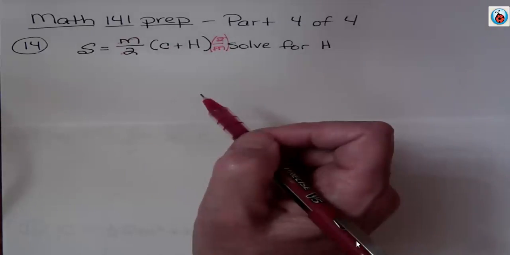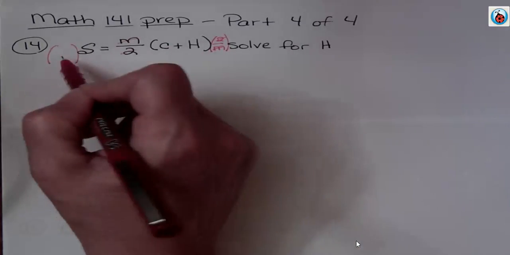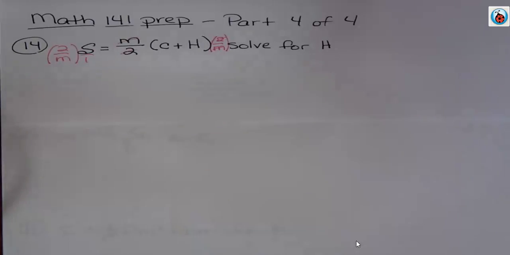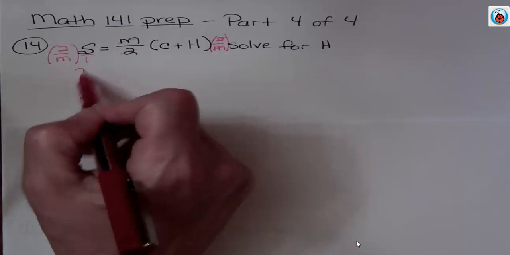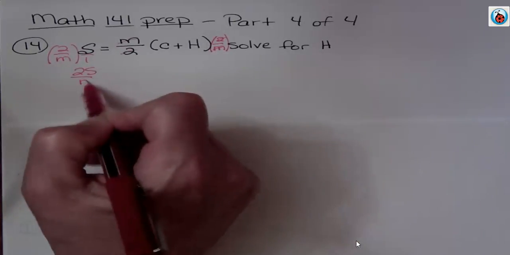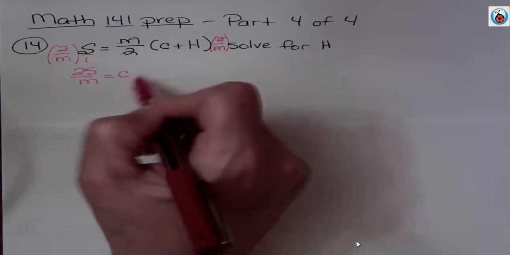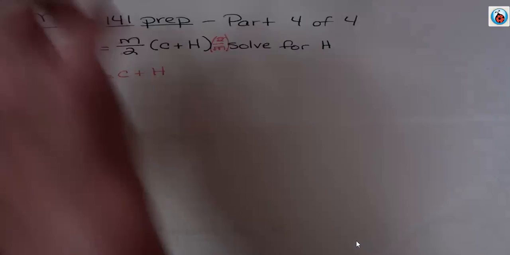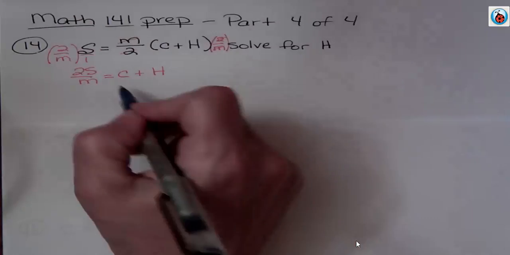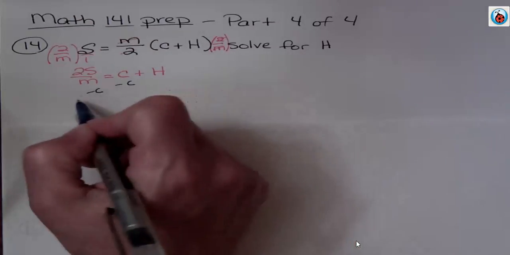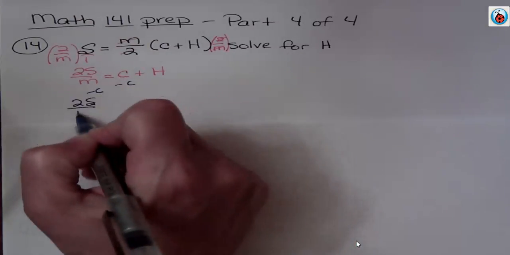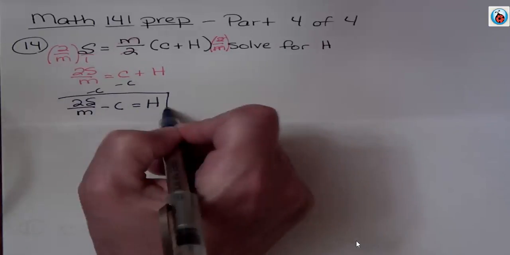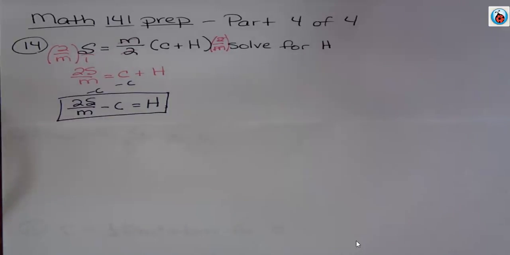But if I do that to one side, of course I have to do that to the other side. And that s right now is over 1. So what I'm going to get is 2s over m equals c plus h. And at that point, to get h by itself, all I have to do is subtract c from both sides, and I'm going to get 2s over m minus c equals h. It's just rearranging that formula like that.